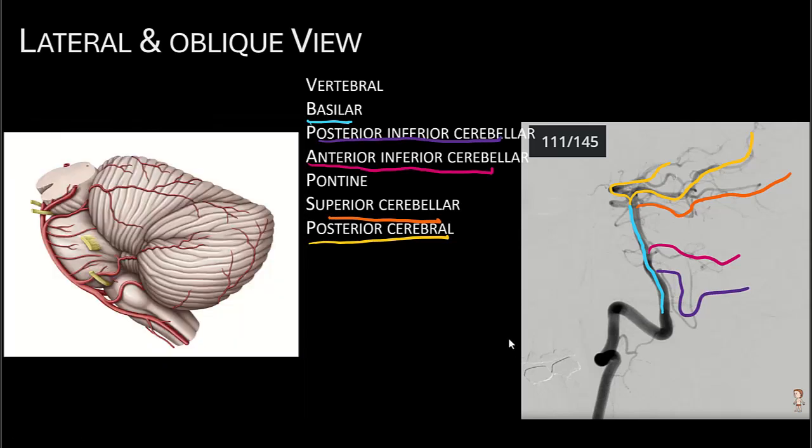Now we can see, comparing on the diagram, again with the basilar artery, posterior cerebral going up to the cerebrum, which the diagram doesn't show. Here is the superior cerebellar, anterior inferior cerebellar, posterior inferior cerebellar. And what we didn't mention were pontine, and these are all these tiny little vessels going here onto the pons itself.